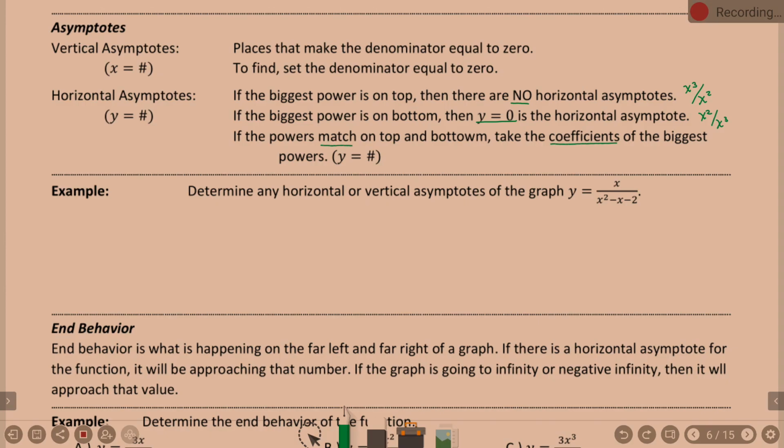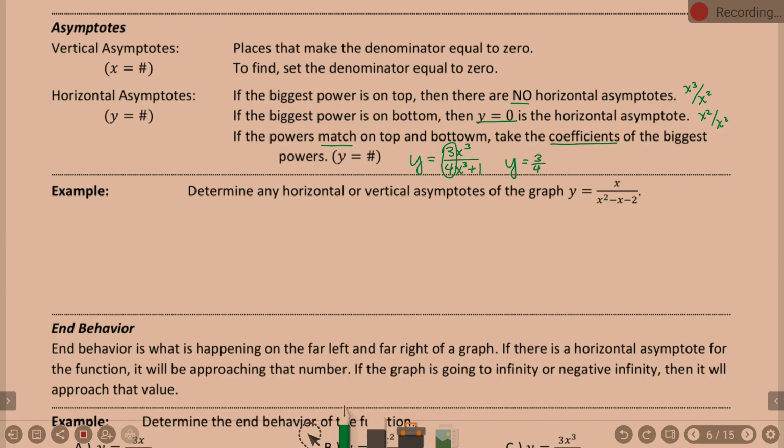For example, y equals 3x cubed over 4x cubed plus 1. There's an example where the powers are the same. They match, and so then you're going to use the numbers in front of those two pieces, 3/4. So you would use y equals 3/4. Okay.